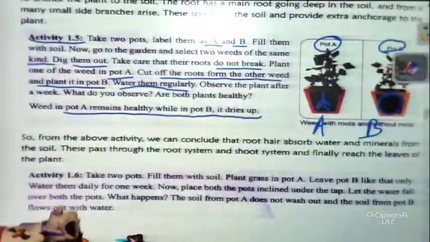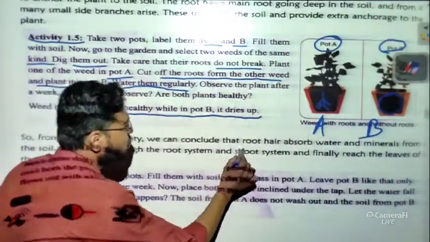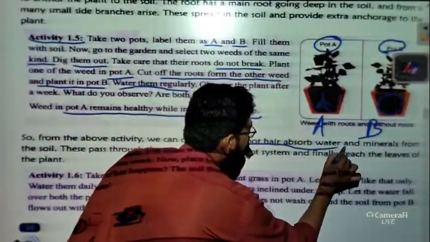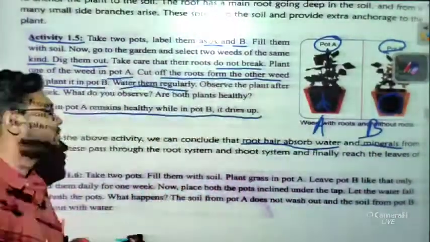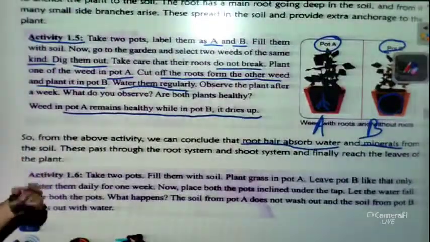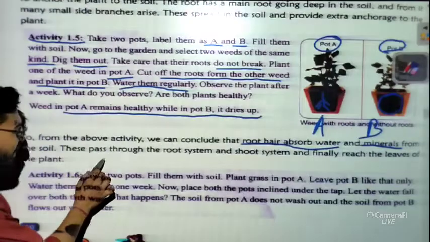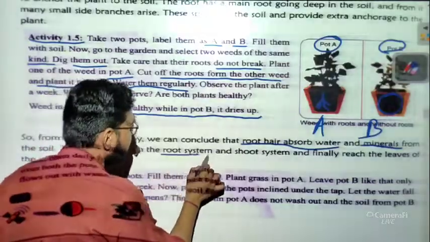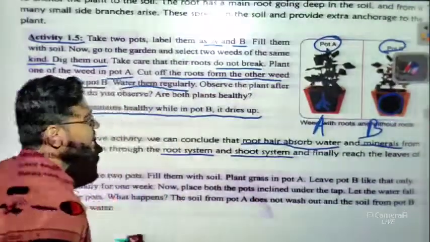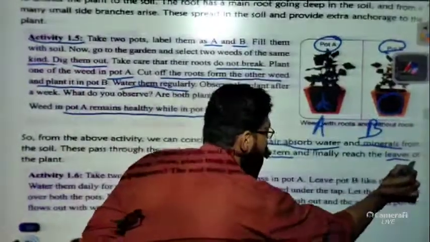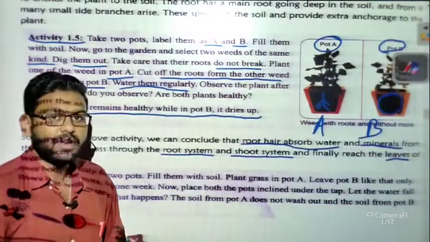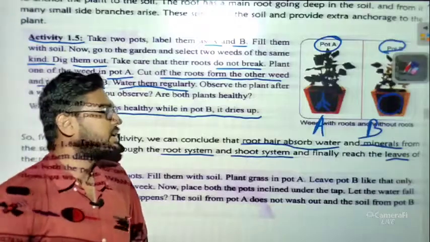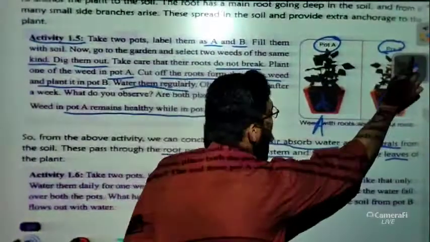So from the above activity we can conclude that root hairs absorb water and minerals, which is very important. Root hairs absorb water and minerals from the soil. These pass through the root system and shoot system, and finally reach the leaves. And we have already discussed that in the leaves plants can prepare their food.